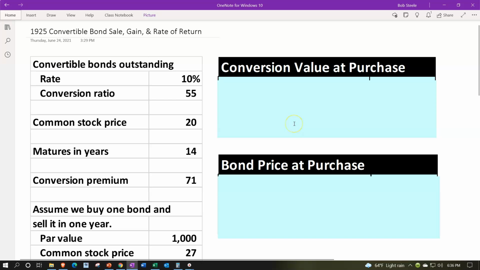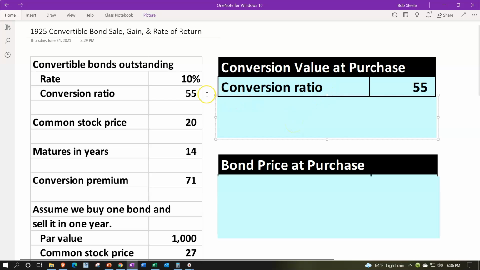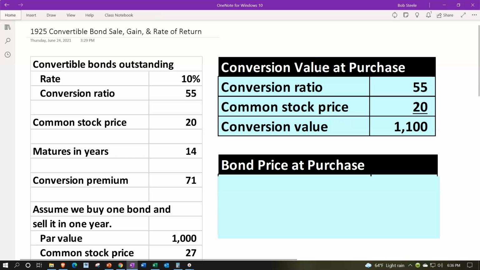Okay, let's start off with the conversion value at the purchase date. So the conversion value is that 55 shares. We're going to imagine we got the bonds, and think about if we were to convert them, what would be the value of the common stocks at that point, which we know because the stocks are trading on the market. So we've got the 55 shares we can convert them into times the 20 stock price. 55 times 20 gives us a conversion value of 1,100. They told us the conversion premium is 71.